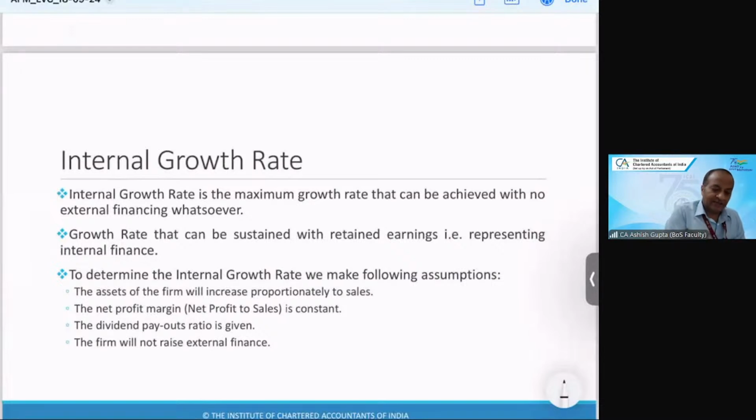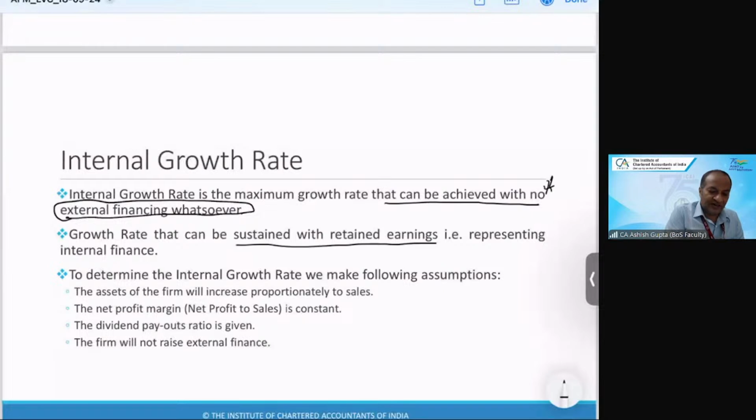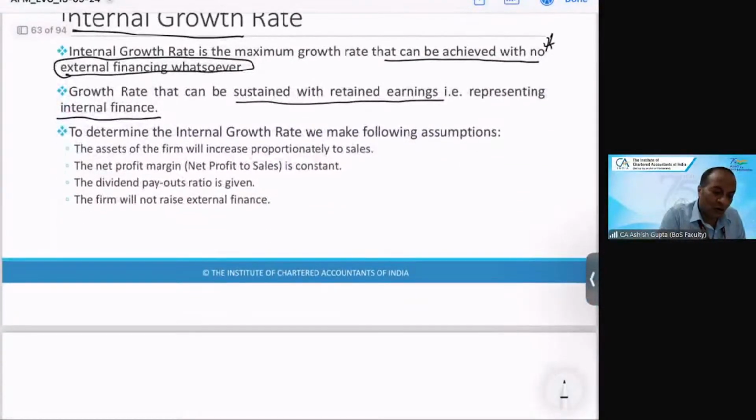Internal growth rate is the maximum growth rate that can be achieved with no external financing whatsoever. So the basis is no external funding. It is the growth rate that can be sustained with retained earning, which represents internal finance. So of course, it is one of the sustainable growth rates, but generally with own sources.